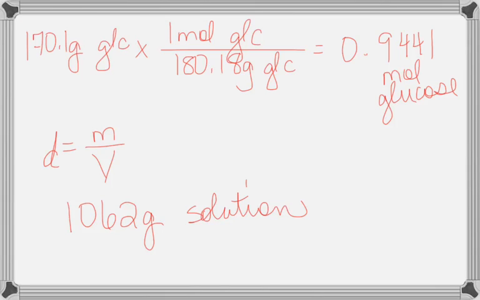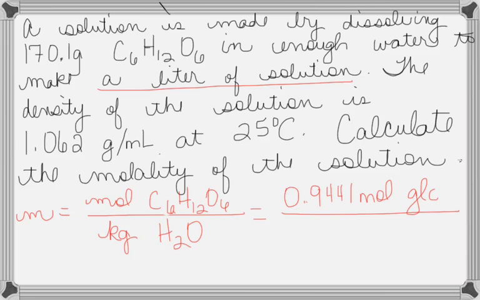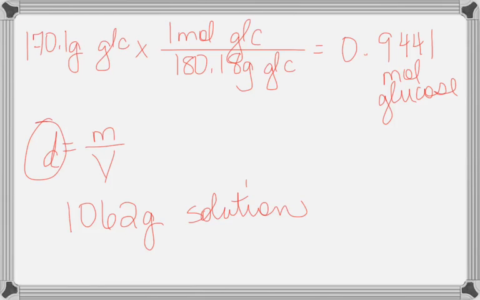Could it be grams per liter instead of grams per milliliter? Well, if the density is 1.062 grams per milliliter, and I have a liter, well, that's 1,000 milliliters. So this density, 1.062, times my volume in milliliters is 1,062 grams. You can work through all that in your head, or you can write it down and solve for it in the formula, okay?